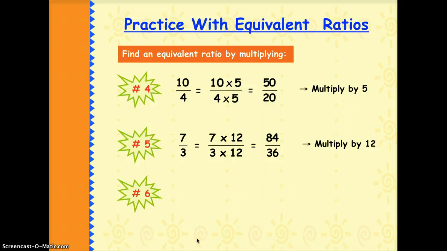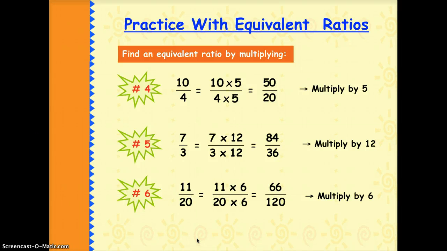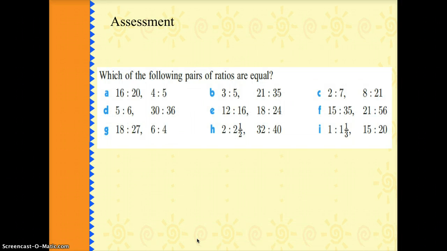Okay, last example for multiplication. 11 out of 20, you can multiply both numbers by 6. Remember that I'm just getting random numbers. You can multiply your fraction or ratio by any number and you will get an equivalent fraction. So these are just my choices. So for 11:20, multiply by 6, 66:120.